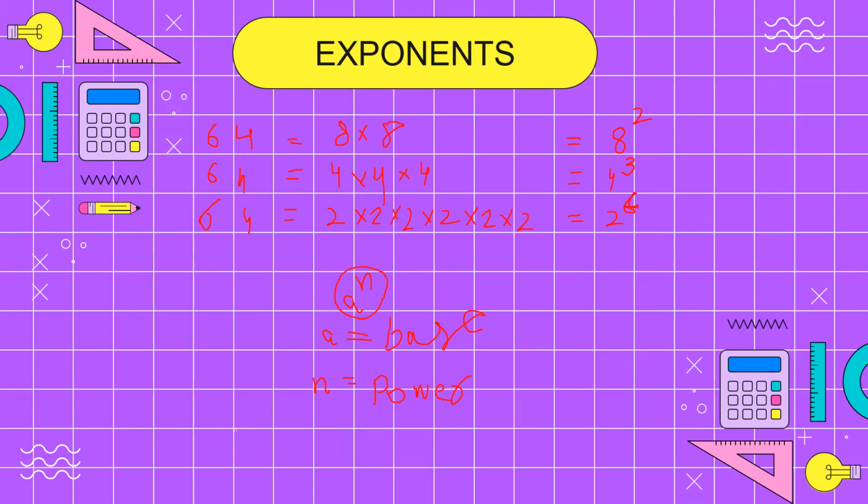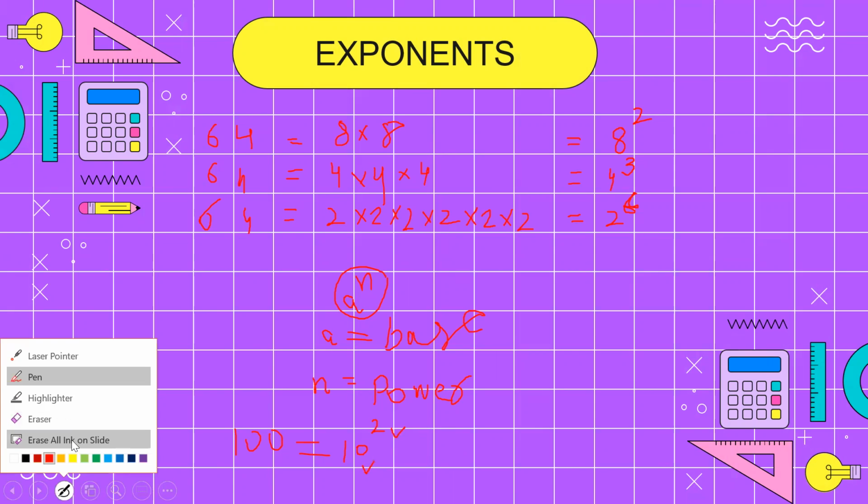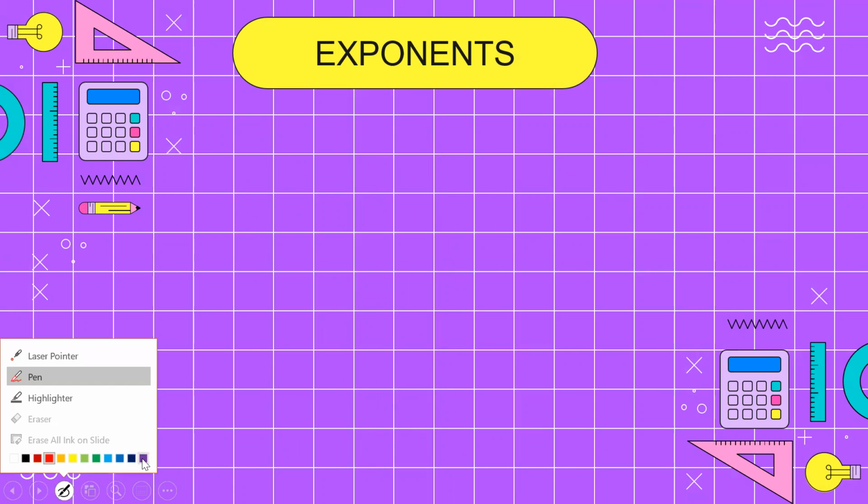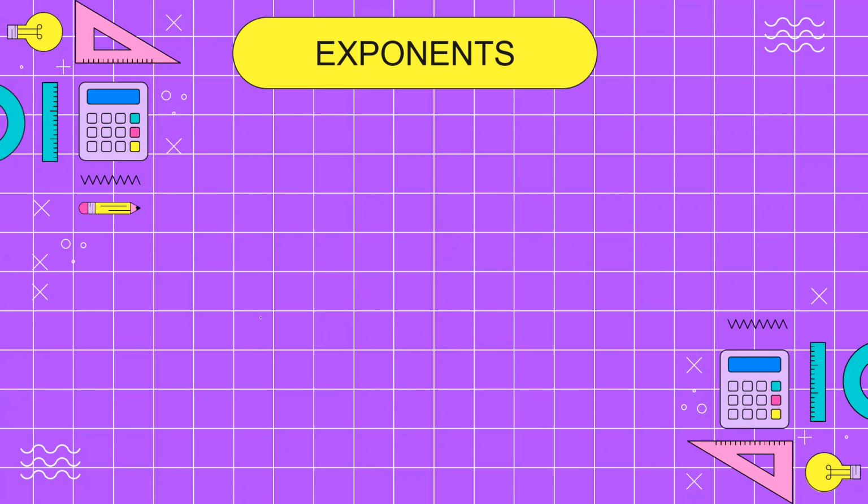So if I see the number 100, 100 can be written as 10 square. So here what is the base? Base is 10 here. And what is the power? Power is 2 here, or exponent is 2 here. So I will explain it with a few more examples.